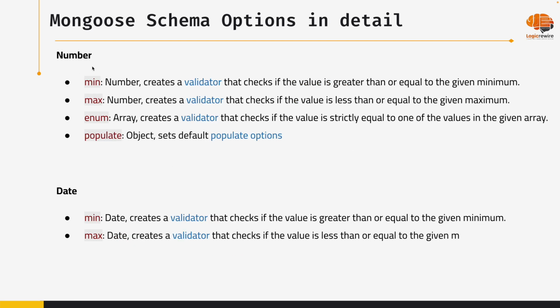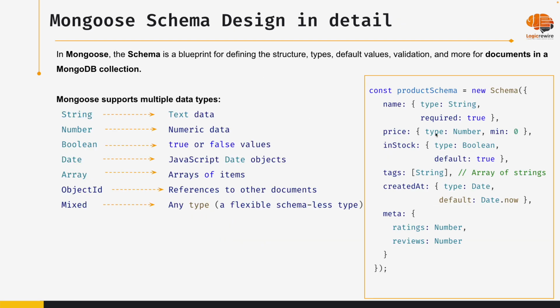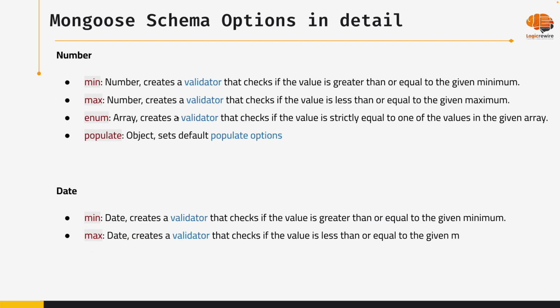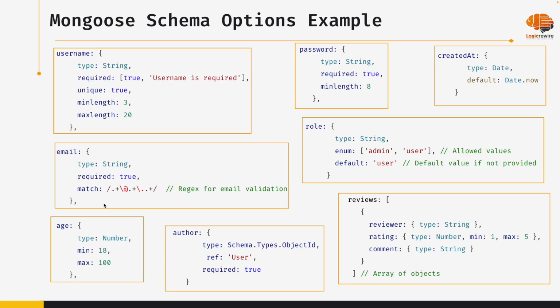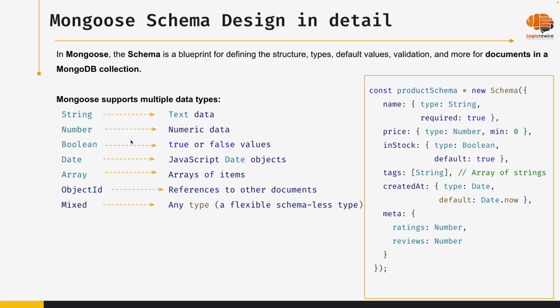With number, we can define min, as we already saw here, where we defined min as 0. Similarly with number, we can define min, max, enum again, and populate, which is like an object. In the same way for date, we can define min and max as well. So these are some examples of different data types and different options.